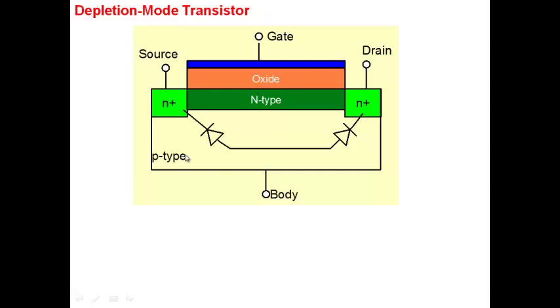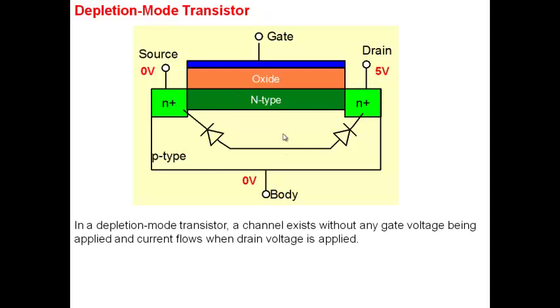Now you would expect that even if you don't apply any gate voltage, between P and N-type there is going to be a depletion region. So the whole N-type layer is not conducting; a part of the N-type layer will be depleted. But if the depletion layer is small enough, there would be an N-type layer with electrons present here. So there's a channel between the source and the drain, and if you apply a voltage, a current would flow. If you apply 0 at the body and 5 volts at the drain, a current would flow. So why is it called depletion mode?